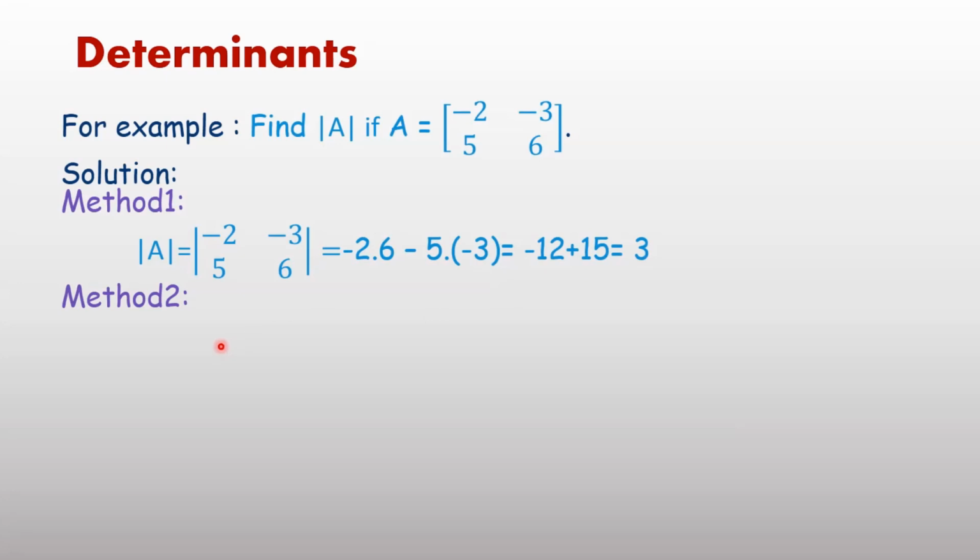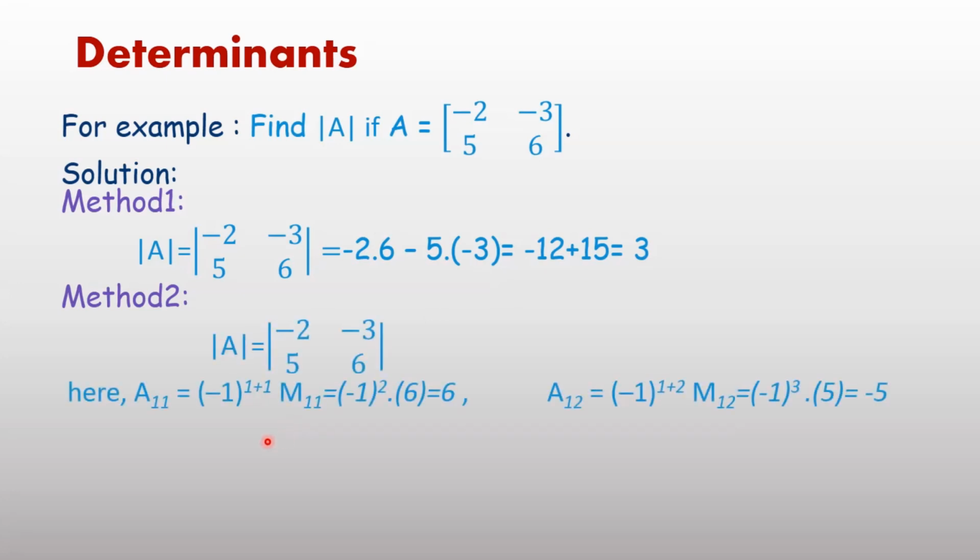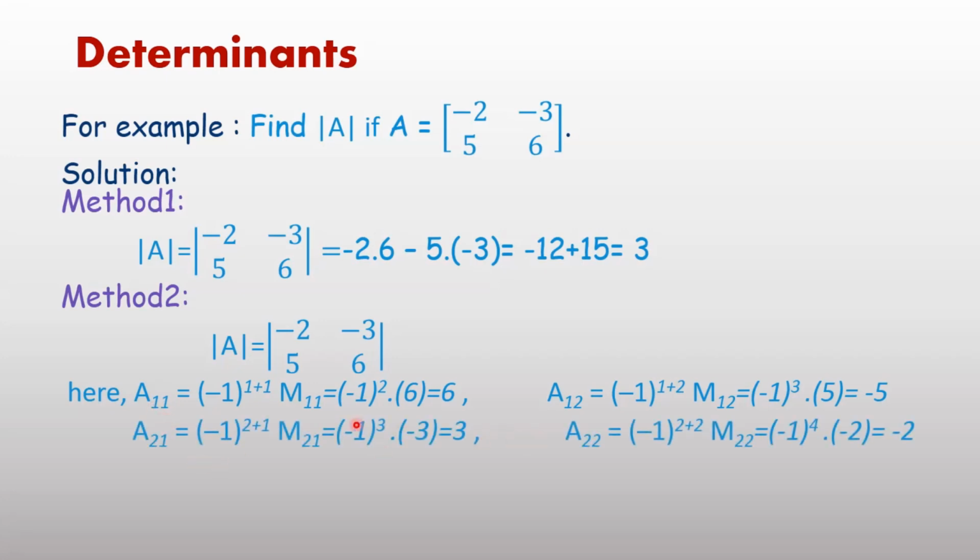The second method is using cofactors. First you note down all four cofactors written here. Then for the value of the determinant, you are free to expand it along any row or along any column, and you will get the same value. -2 into its cofactor, which is 6, plus -3 into its cofactor, which is -5, equals -12 plus 15, equals 3.